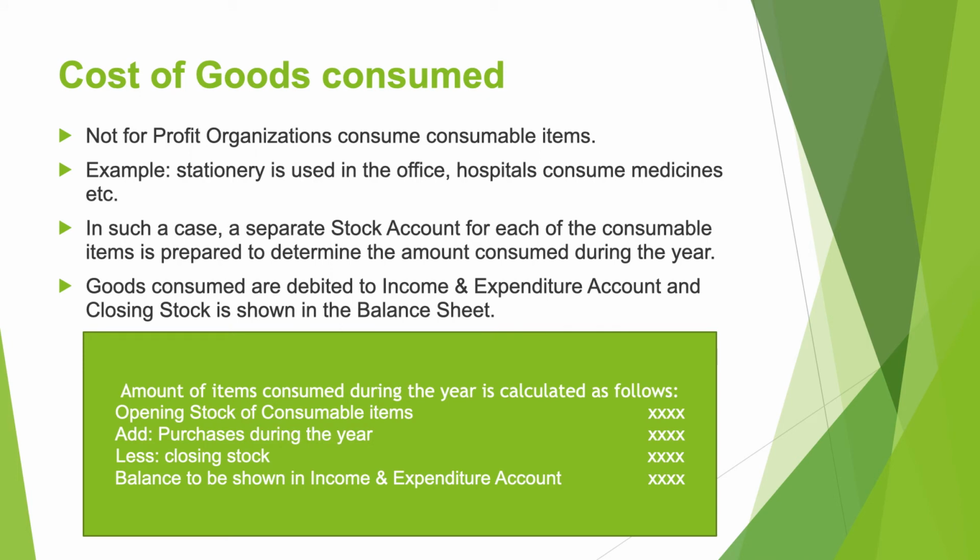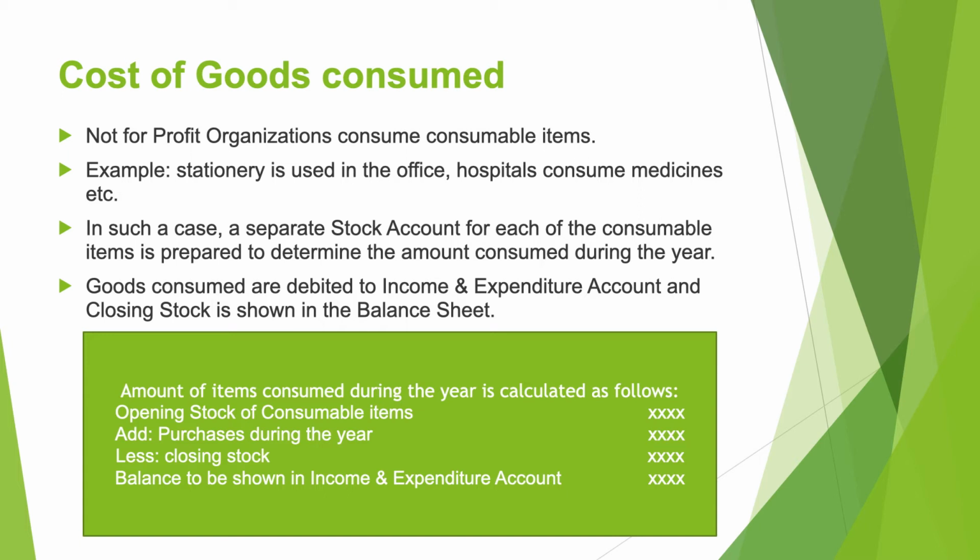Another very important term is cost of goods consumed. There are different items which are being consumed by the NPOs, non-profit organizations. For example, in sports clubs, sports material is consumed. In hospitals, medicines are consumed. In offices, stationery is consumed. So these organizations consume consumable items.